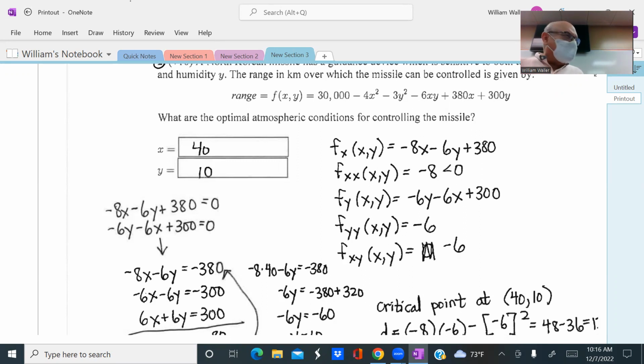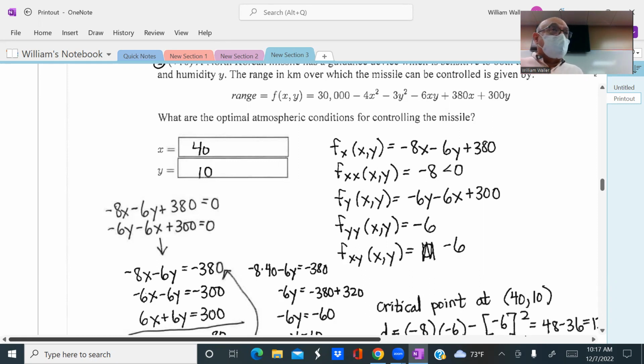What happens if D is negative? Do y'all recall? What sort of point do you get in that case? That's a saddle point, right? So if the D turned out to be negative, we would have a saddle point. But it's not negative, it's positive. So we're either going to have a maximum or a minimum.